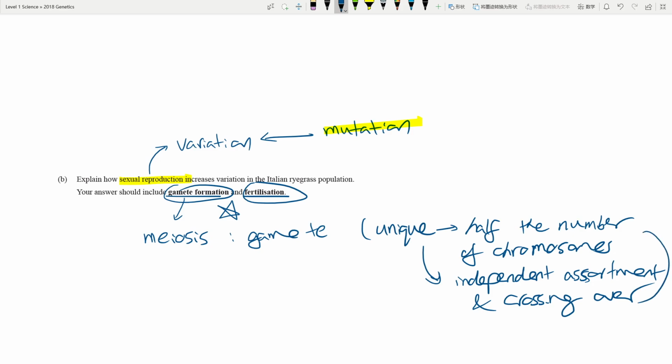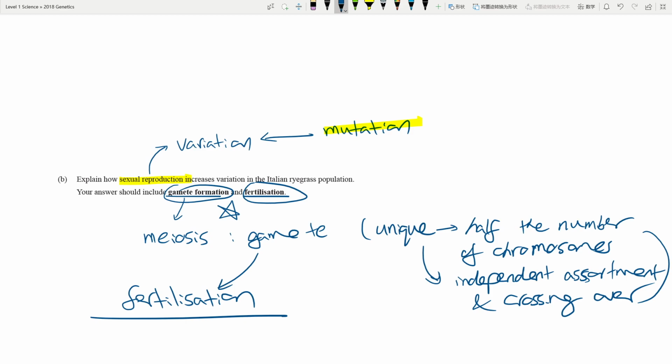So in meiosis, you make gametes, and all of these gametes are unique, and then these gametes are going to go into the one lucky one that's going to undergo fertilization with the other gamete. So you have half the number of chromosomes in each gamete, and then they combine with another one to make up the full set of genetic information that gives a unique individual.